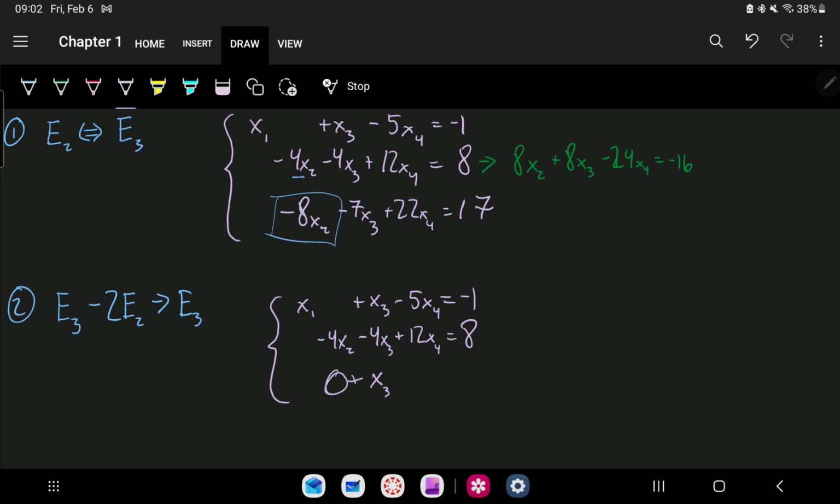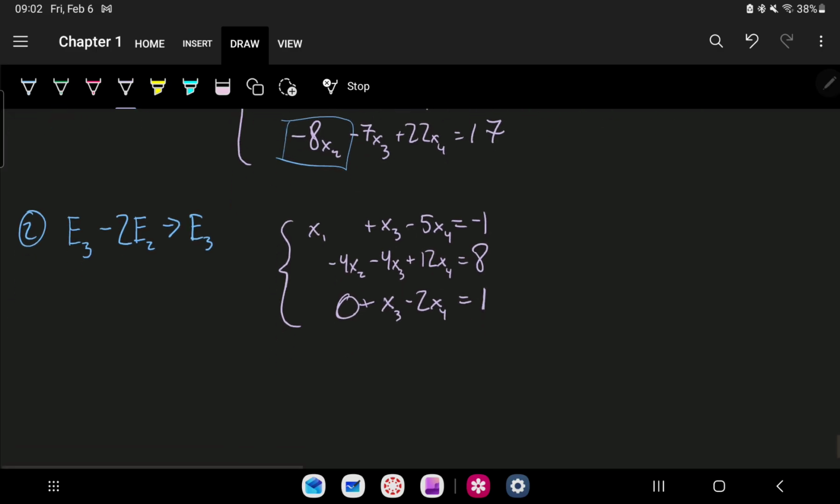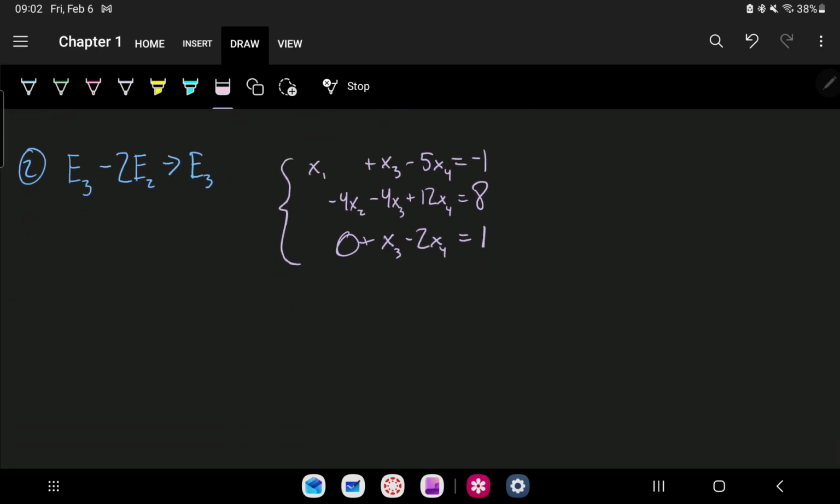Negative 24 plus 22 is going to be a negative 2x4. Negative 16 plus 17 is just going to give me 1. All right, so we have eliminated that, and we got that nice diagonal form.